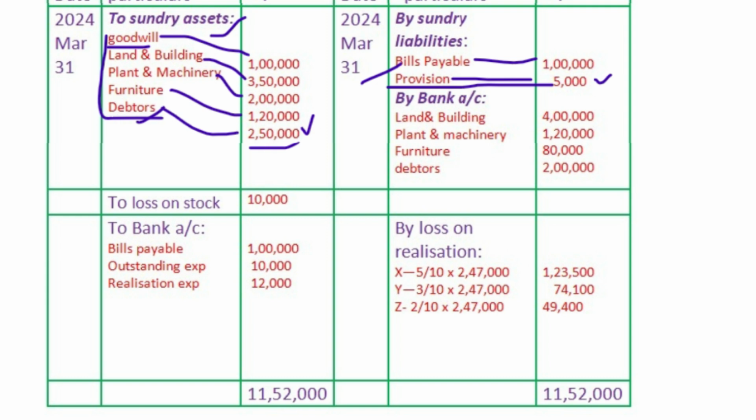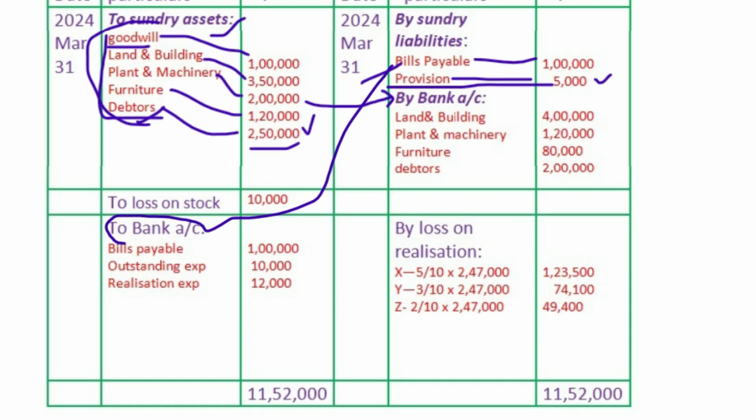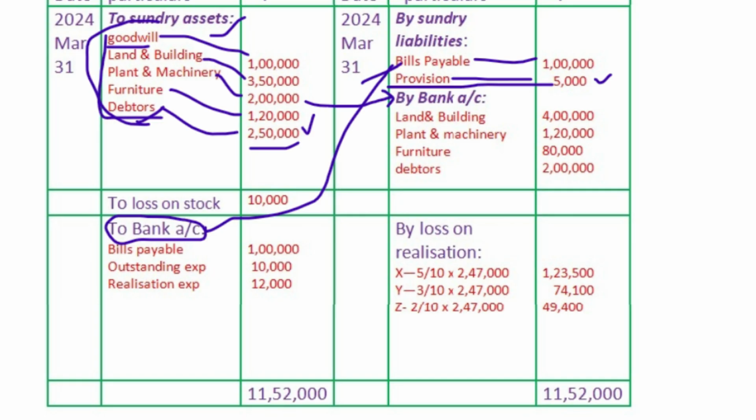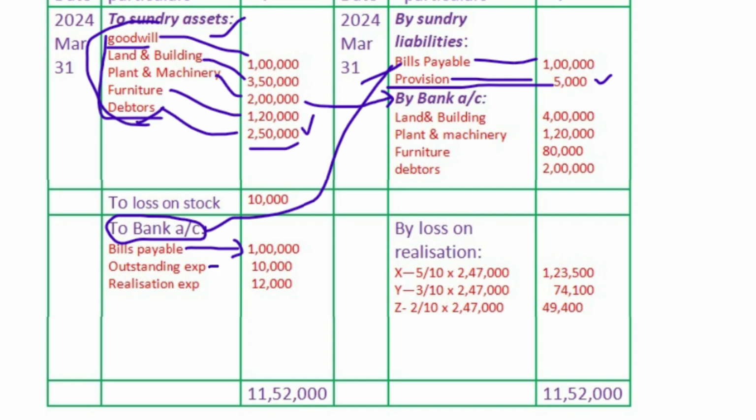Now, by selling all these assets, the amount realized will be recorded on the credit side, here, bank account. And all liabilities paid will be recorded on the debit side, here, this is the bank account. Liabilities paid: bills payable 1 lakh, outstanding expenses only 10,000 is taken into account, realization expenses 12,000, it is given in the question.